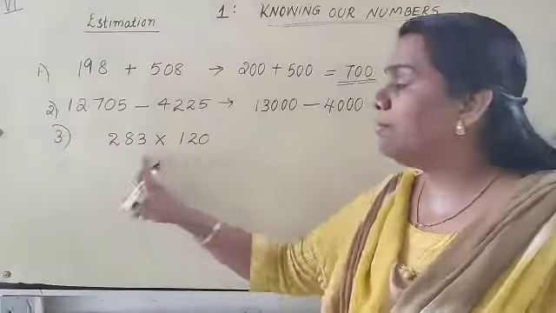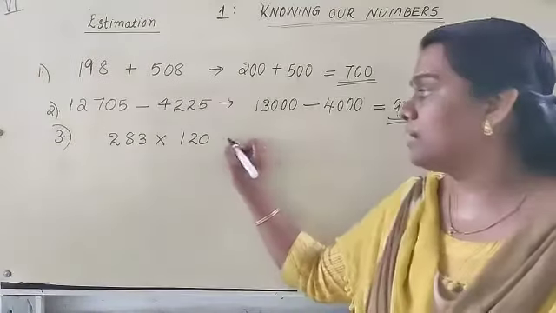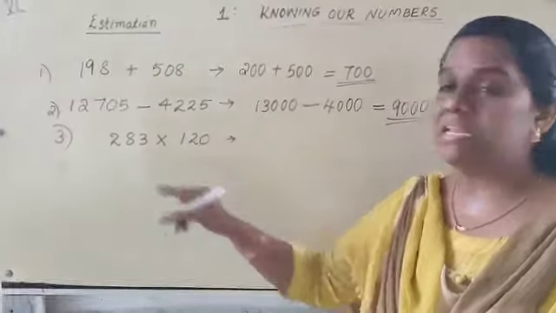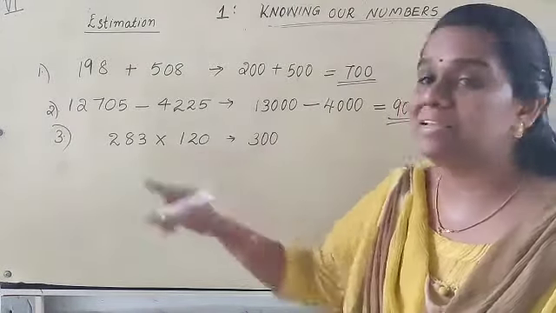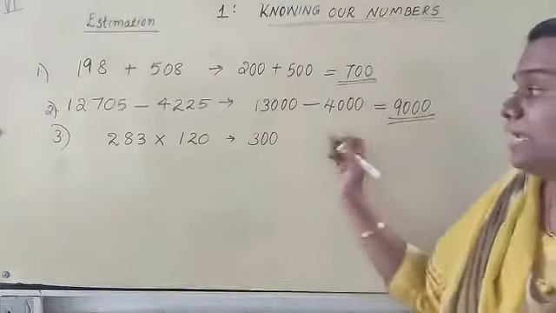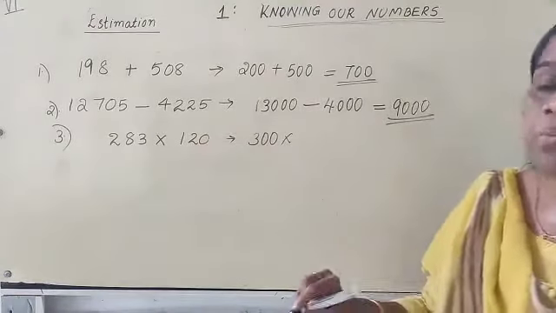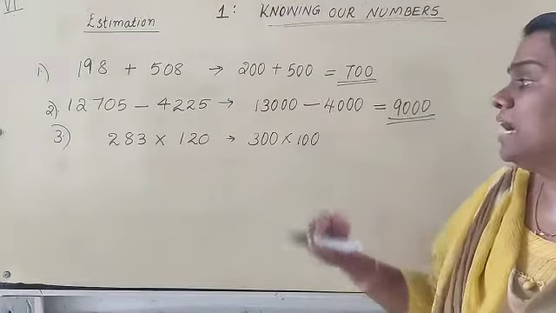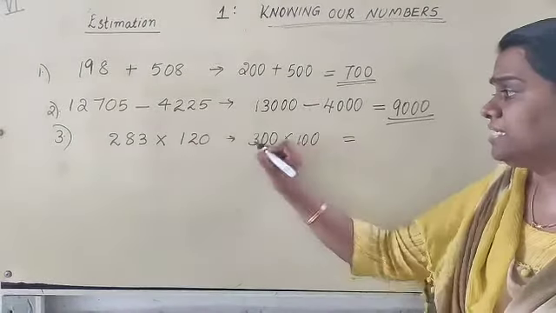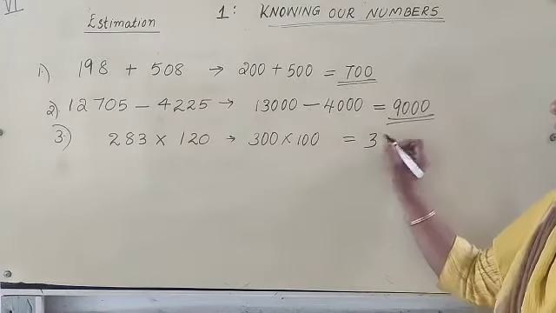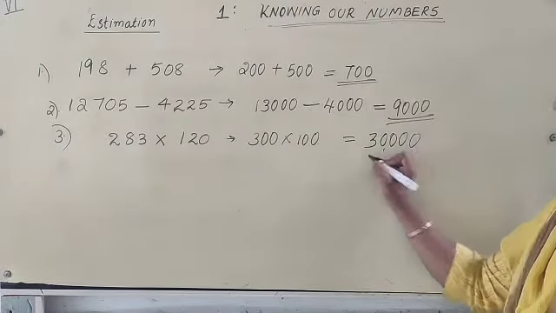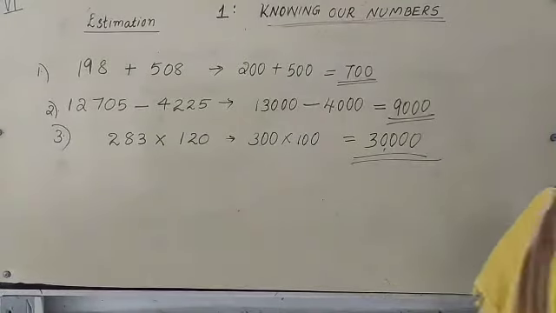And here, see the numbers. Both the numbers are in the hundreds. Then 283, we can round off to the nearest 100. The nearest 100 is 300. Into 120, the nearest one is 100. The answer is 1 into 3, 3, followed by how many zeros? 1, 2, 3, 4. So the answer is 30,000.